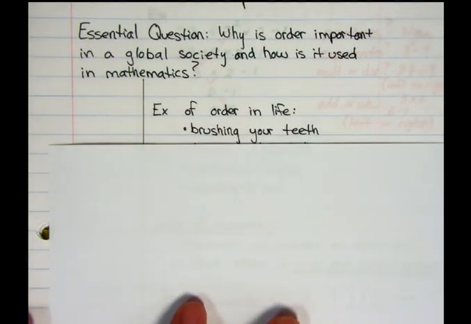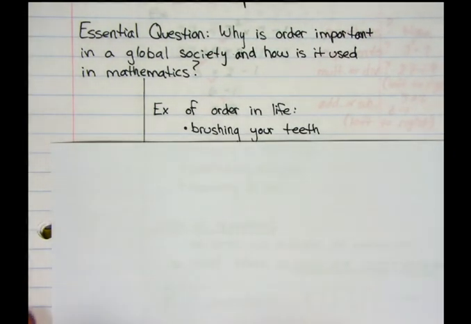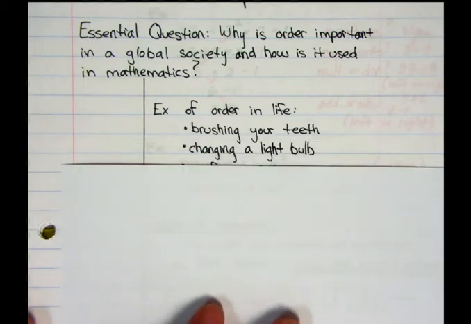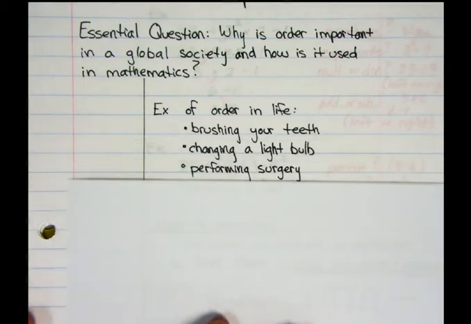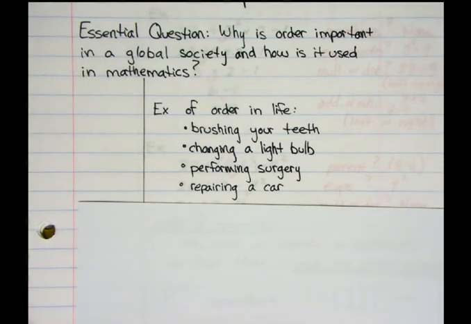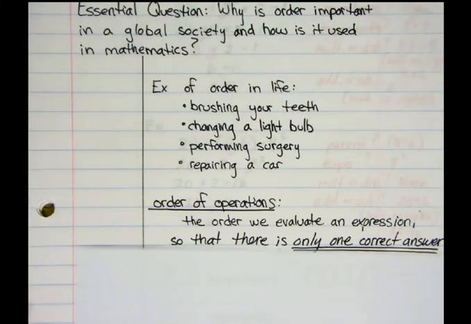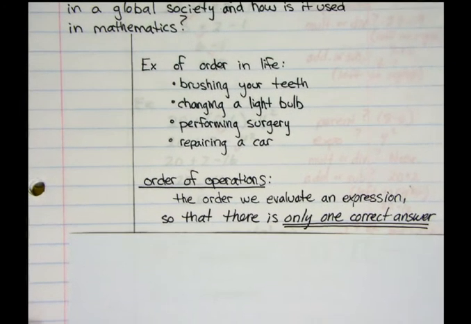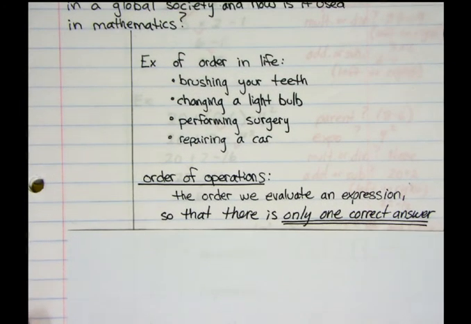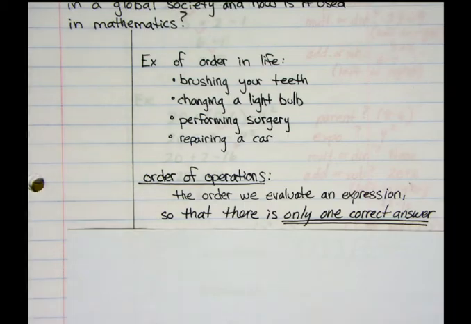We wrote down brushing your teeth. See if you can come up with a few more. I have changing a light bulb, performing surgery, and repairing a car. After that, you have your definition for order of operations, whether it's the one from the textbook or you found your own. Okay, so make sure you're up to date with your journal.